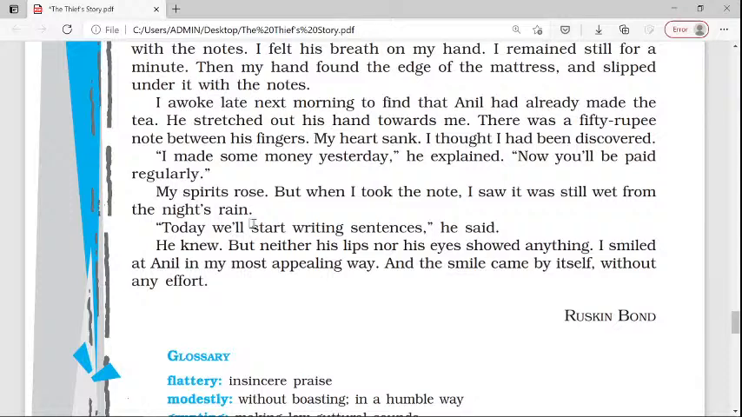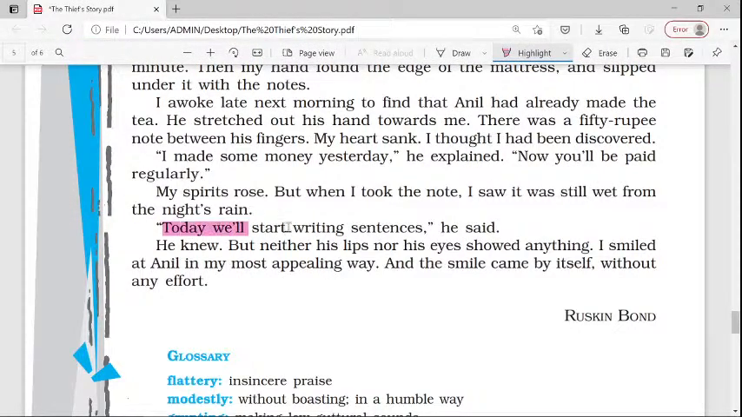That is why he did not say anything, of course, but he handed over a 50 rupee note to Hari Singh, thinking that Hari Singh would not steal once again if he is given payment regularly. Therefore, he made an announcement to Hari Singh's utter surprise that you shall be paid regularly from now. Right? So my spirit rose, but when I took the note, I saw it was still wet from the night's rain.